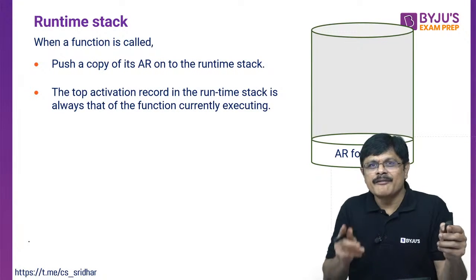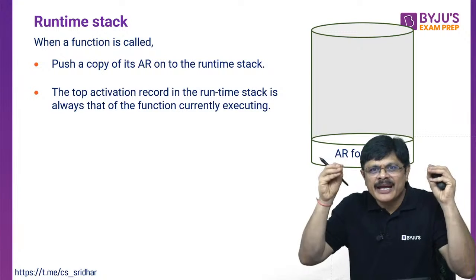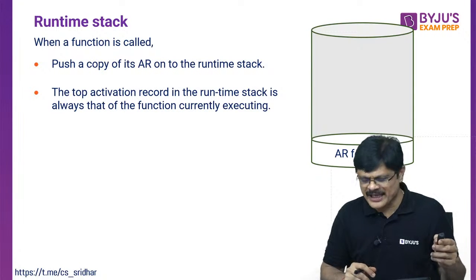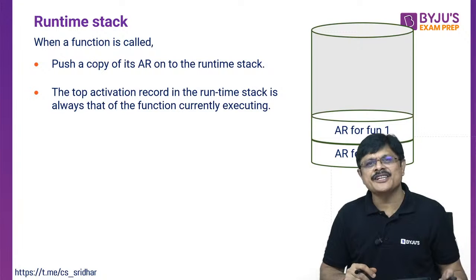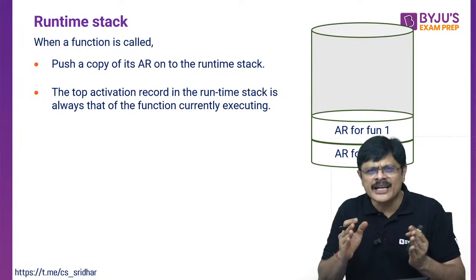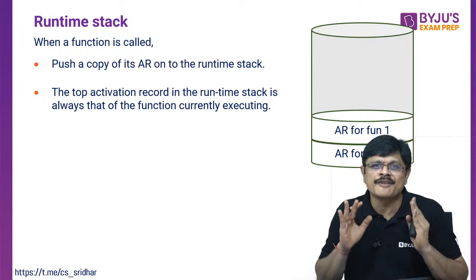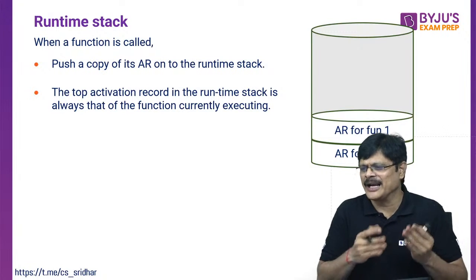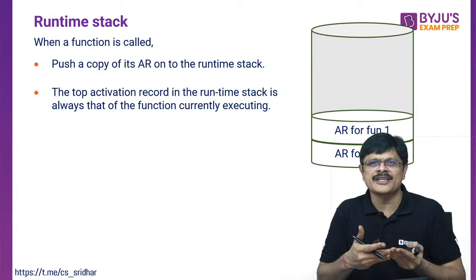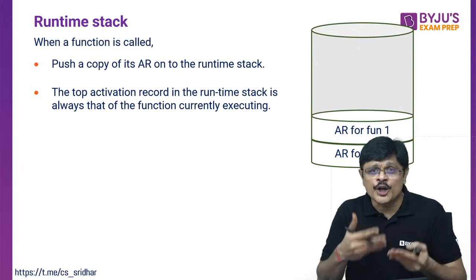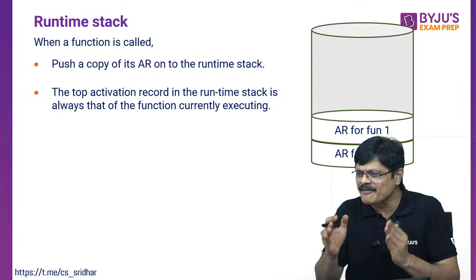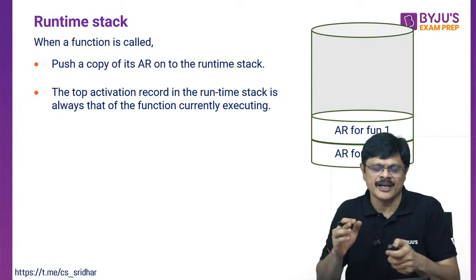Now look here. First, the activation record of main is pushed onto the stack. Suppose main called another function, say F1. The activation record of F1 is pushed onto the stack. In that particular activation record, all the information needed for execution of that function will be stored. Temporaries, saved machine status, local data, and arguments are all stored in that particular activation record.